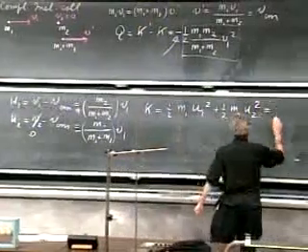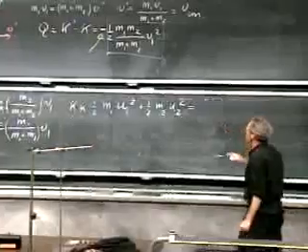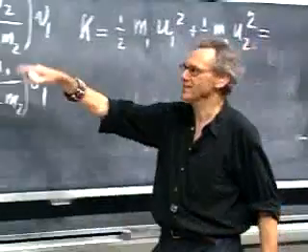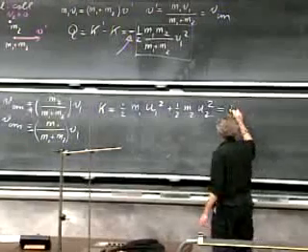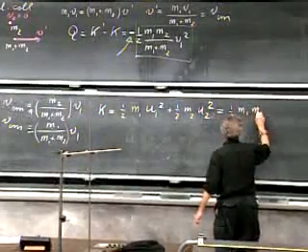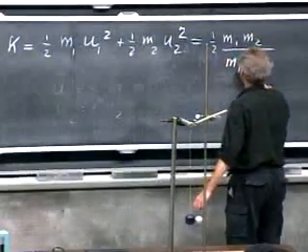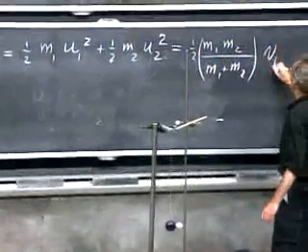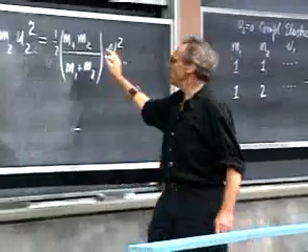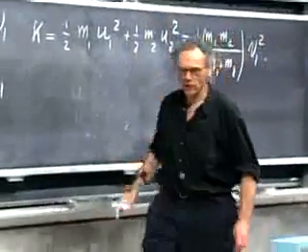Now, I can calculate that for you. You know U1 and you know U2. If there's a plus or a minus sign, it makes no difference because they cancel anyhow. What are you going to find? 1/2 M1 M2 divided by M1 plus M2 times V1 squared. And this is exactly the same that we had there.